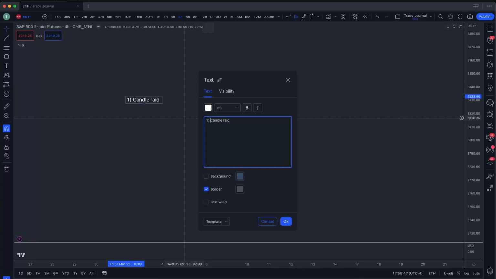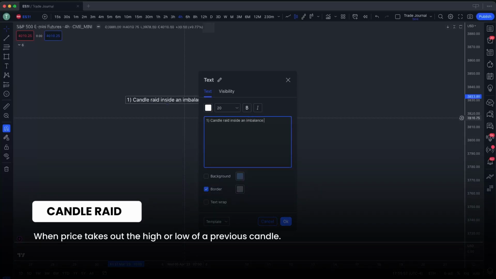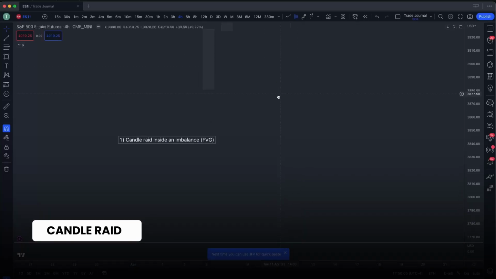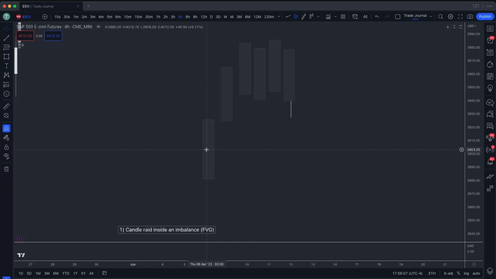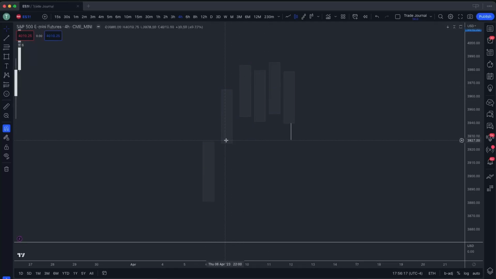Step 1, candle raid inside an imbalance. Call it fair value gap. So this is step 1. It should look something like this. You have a series of candles, and we know that we have gaps here. You can see we've got candles. We have some imbalance here and even lower here.